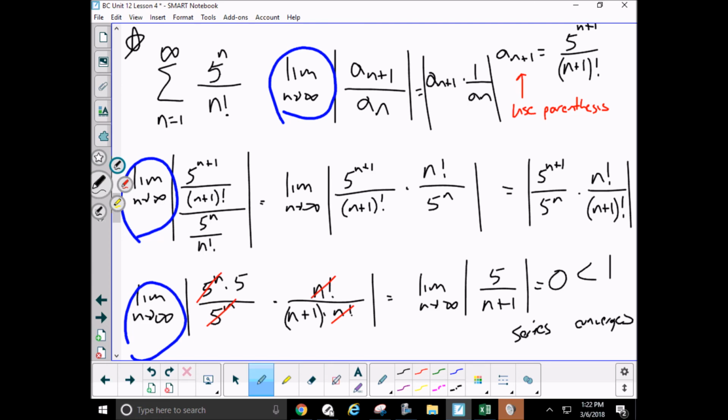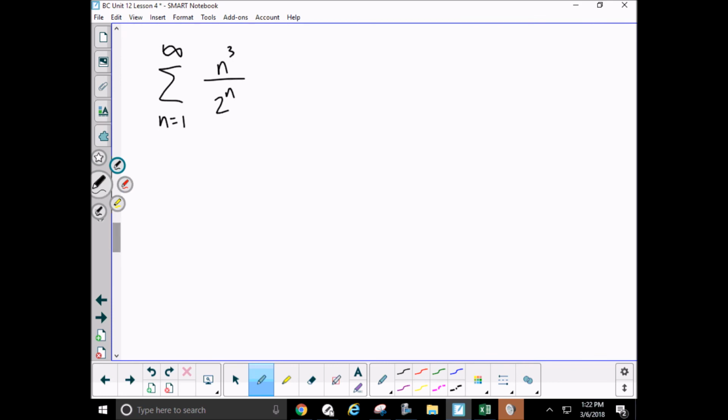Okay? Let's do a second one, then we'll move on. I'll come back to a future one. This one does not have a factorial, but it's 2 to the n. We've talked about this in terms of a geometric series, but it was a constant to the n power. Here I have n cubed over 2 to the n, so it can't be compared directly to a geometric series. It could be, but it would not produce a comparison that would give us a definitive answer.